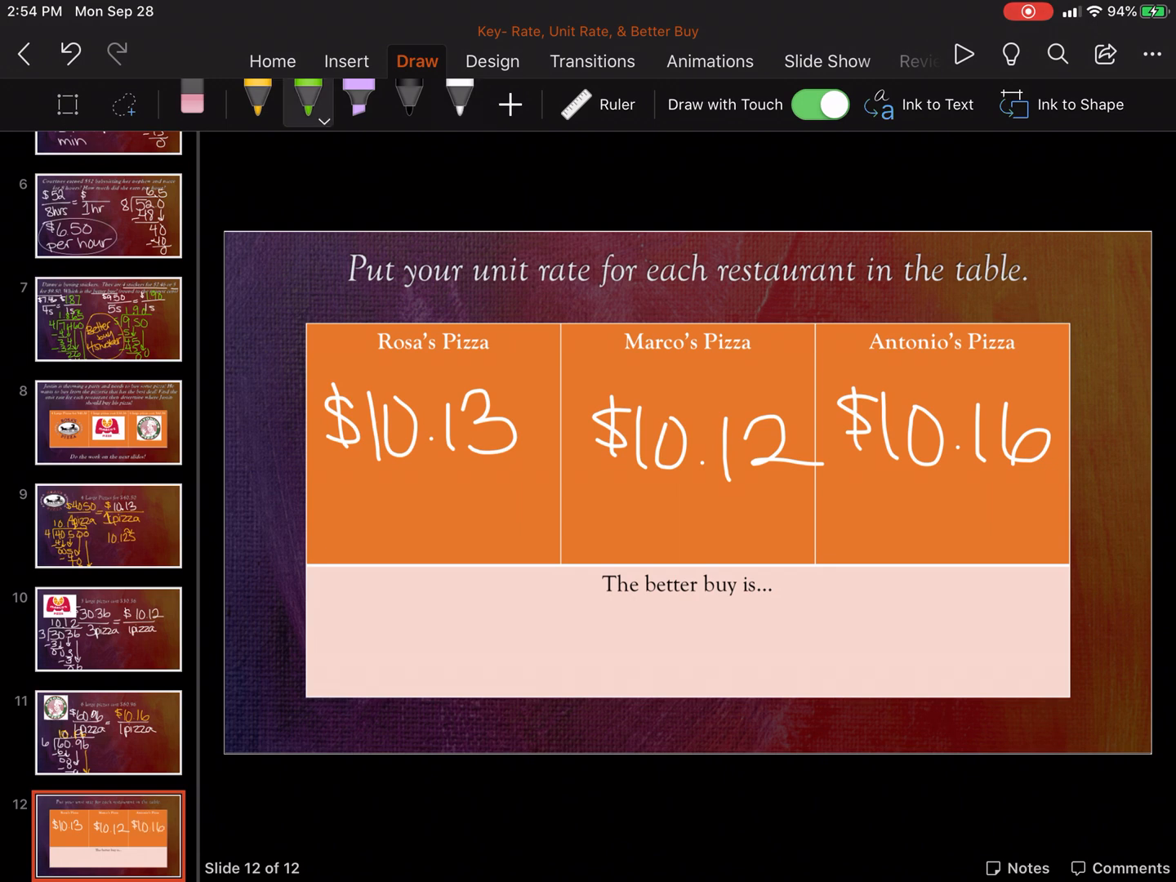Therefore, the better buy is Marco's Pizza. So you did have to make sure you rounded Rosa's correctly, or you would have gotten that these were equal. Make sure you round it correctly, and hope you enjoyed this video.